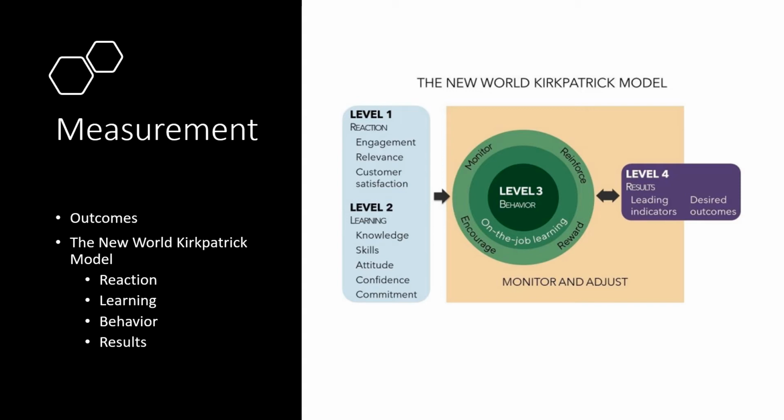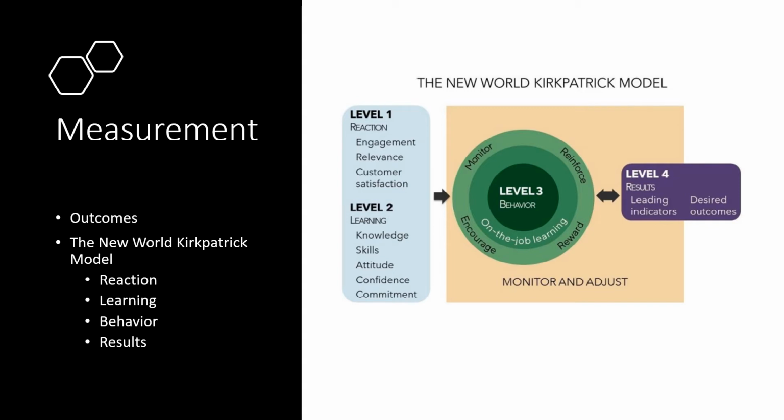So level 1, we have reaction. Level 2 is learning. Level 3 is behavior. And level 4 is results. The first two levels are grouped together, and the second two levels are grouped together because they're more similar to one another. There's a bigger difference between level 2 and level 3.